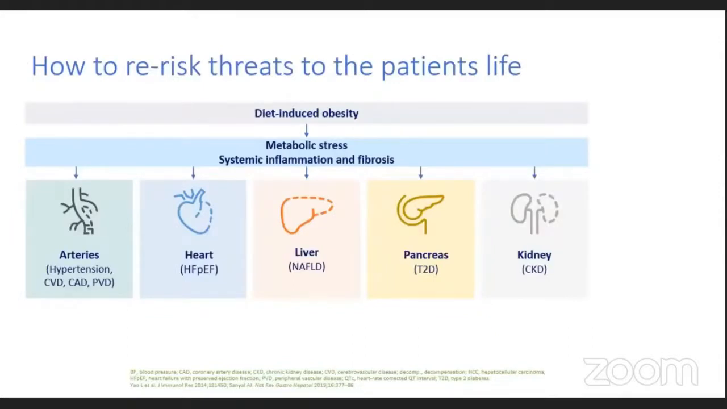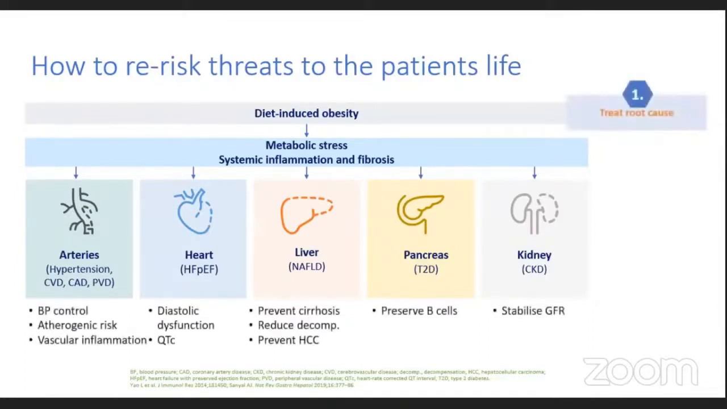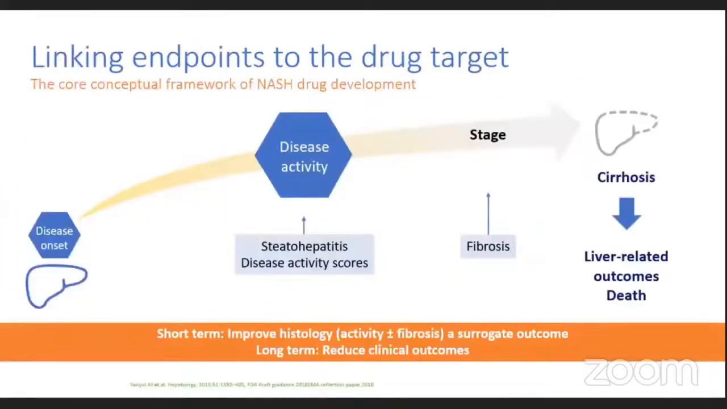So when you think about how to de-risk the threats to patients' life, we again come back to our basic paradigm of a systemic disorder that affects multiple end organs, of which the liver is one. So we know there are many treatments to treat vascular disease, heart failure, type 2 diabetes, chronic kidney disease, etc. But one treatment that really we need to think about if we're going to treat all of these competing threats to life is to get to the root cause. And the root cause, of course, is in excess adiposity and systemic inflammation.